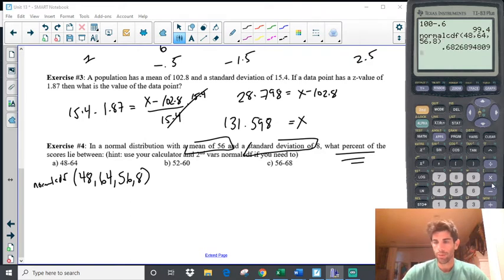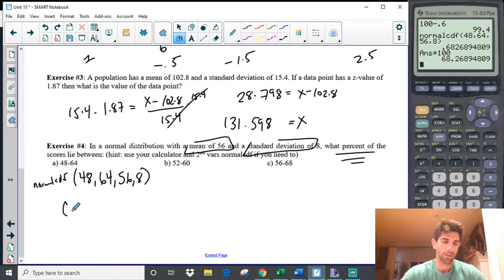And then that's going to give you a decimal. You go ahead and multiply that by 100, and then it gives you your percentile. And here is the 68th percentile. All right, if you want to hit pause, try B and C, see if you get the same answers. I'll write it down so you can see.